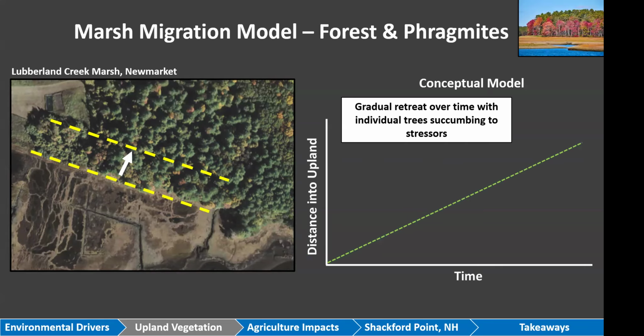Generally, our studies before 2015 really looked like this because they were either long-term remote sensing studies over the course of 50, 70, 80 years, or they were using soil cores and looking at decadal or even century scales. So we had a more linear thinking. We thought marsh migration might be following more of a linear pattern.